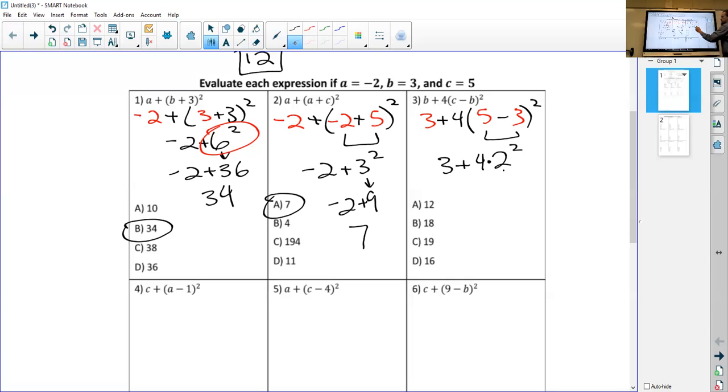So exponents have to go next. 2 squared is 4. We bring the rest down, so 3 plus 4 times 4. You do the multiplication before the adding, so 4 times 4 is 16. And then 3 plus 16 is 19. And there is the answer to the first 4 questions.